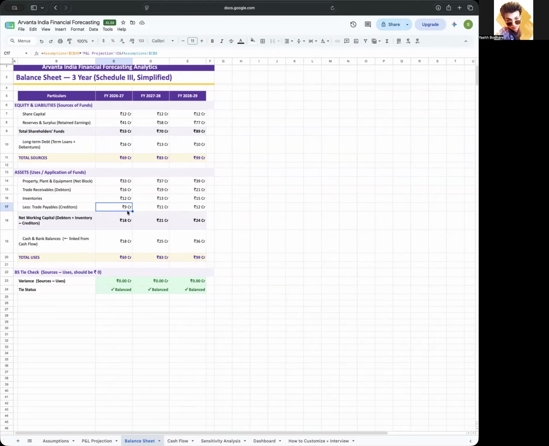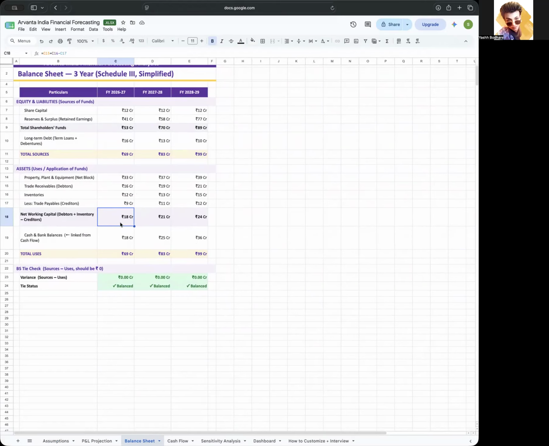Okay, moving on to net working capital. So, working capital represents the amount of money required to run day-to-day business operations. It's calculated as receivables plus inventory minus payables. A growing company generally requires more working capital because more cash gets tied up in inventory and customer receivables. So, yeah, receivables plus inventory minus payables, C15 plus C16 minus C17.